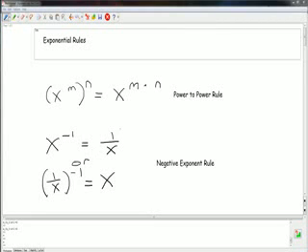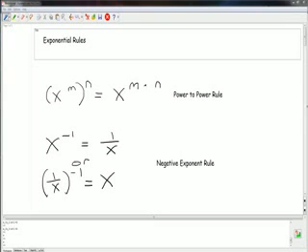Alright, welcome back. We are going to continue on with our exponential rules. We have talked about the addition rule and the division rule. Now we're going to talk about the power to power rule and then the negative exponent rule, which I talked about a little bit last time.